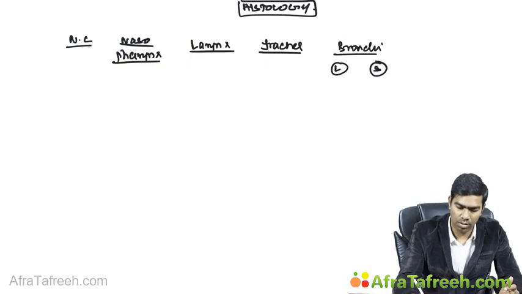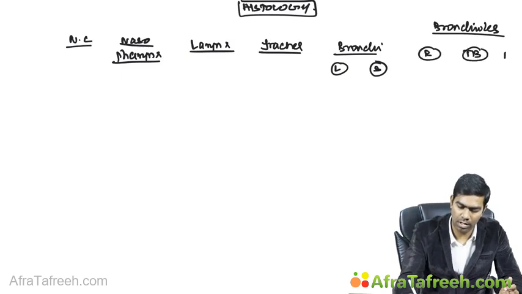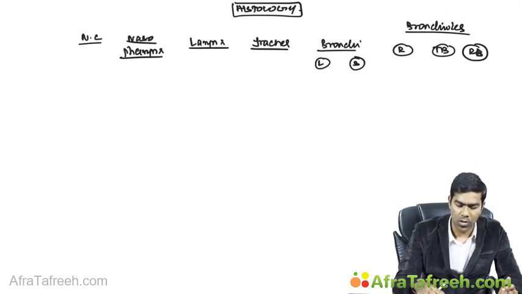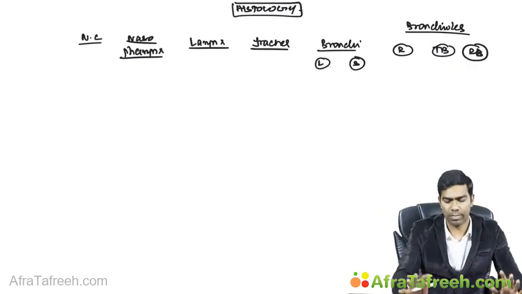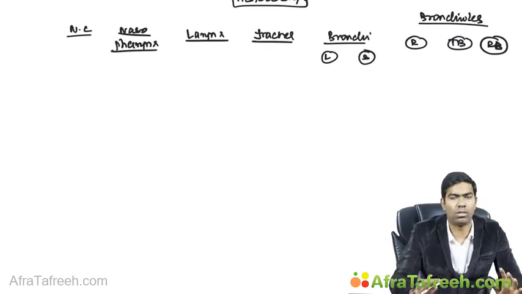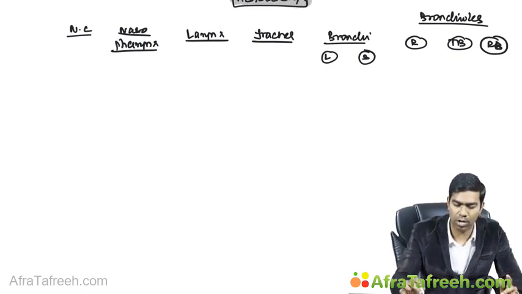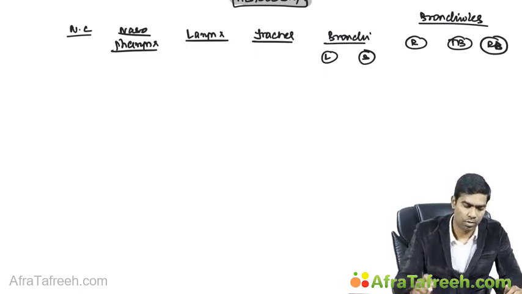Then bronchioles, because we're not going to see the alveoli. So for bronchioles, you have regular bronchioles, terminal bronchioles, and respiratory bronchioles. So these are the different bronchioles you have. Let us see it in a very easy way. I'm not going to make a big fuss. Let us see how the histological segments are arranged, because these are the areas where you commonly make mistakes in the exam. So what are the histological segments?